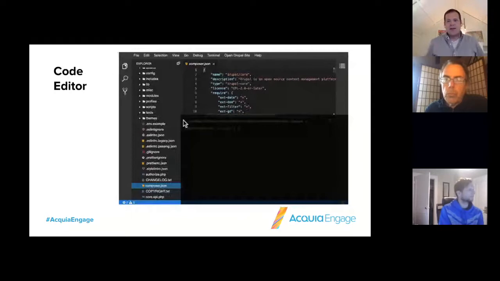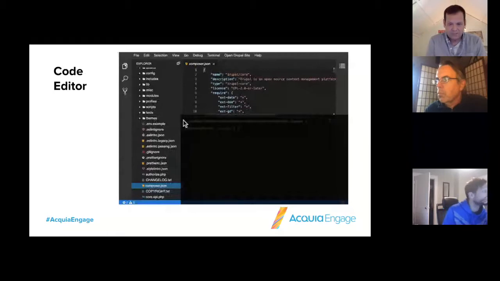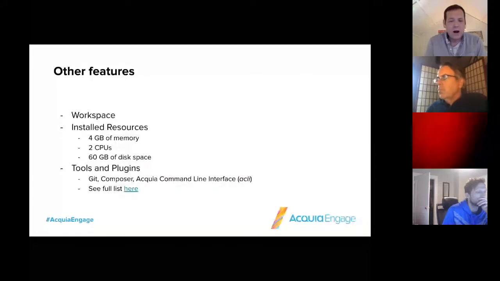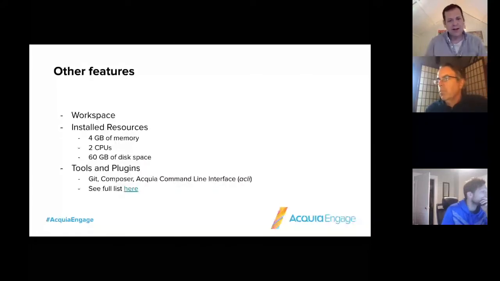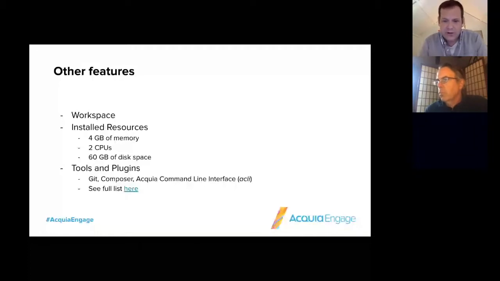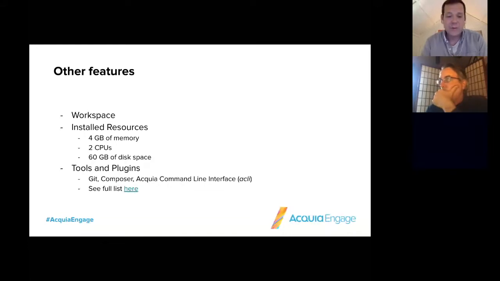The other features of the Cloud IDE, the workspace specifically: it comes out of the box with many installed tools, plugins, and a level of resources. So resources on a workspace, and this is per Cloud IDE workspace that you spin up, are 4 gigs of memory, 2 CPUs, and 60 gigabytes of disk space. That is all connected internally within the Acquia network, which is really nice. So if you're doing something like pulling down a database or pulling all your files, it's going to be much faster than if you were pulling it down to your true local.